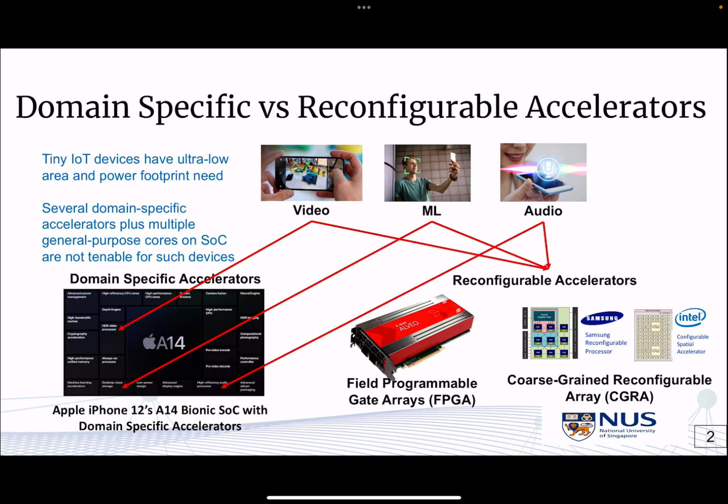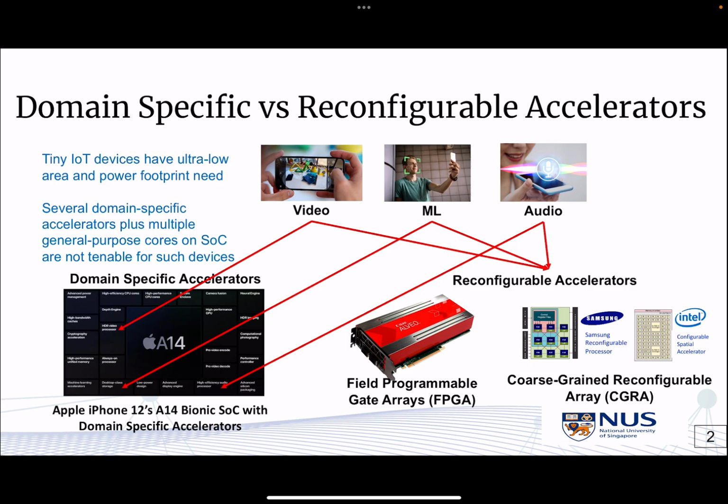There are mainly two kinds of accelerators, domain-specific accelerators and reconfigurable accelerators. In domain-specific accelerators for domains like video, ML, or audio, for each domain, there's a separate accelerator that can accelerate kernels from that domain. For example, Apple iPhone 12's A14 Bionic SoC consists of multiple accelerators, including an HDR video processor, a machine learning accelerator, and a high efficiency audio processor for each of these domains.